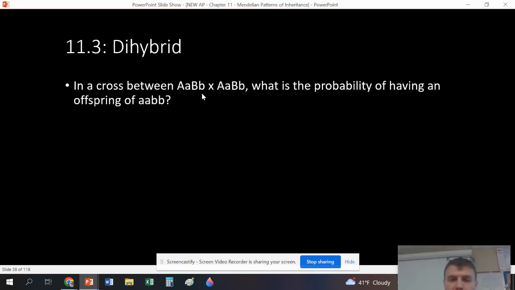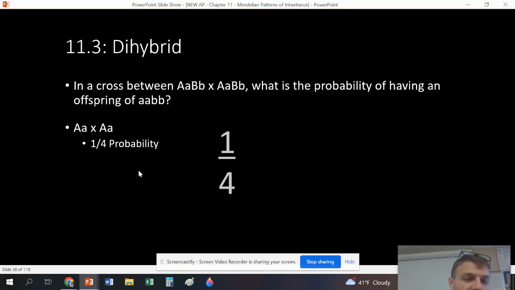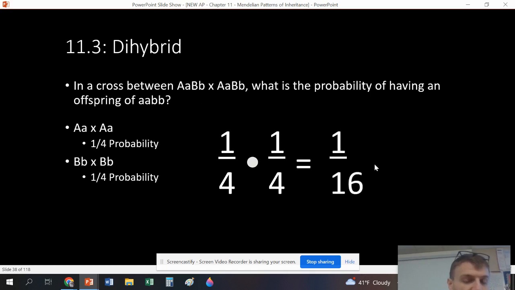dihybrid, it makes it a little bit more difficult. In a cross between, you can see the heterozygous. What's the probability of having the little a, little b, little b? Well, if we do the two monohybrid crosses, there's a 1 in 4 probability of having a little a, and for the little b, there's also a 1 in 4 probability. So it's a 1 in 16 because we just multiply them together.